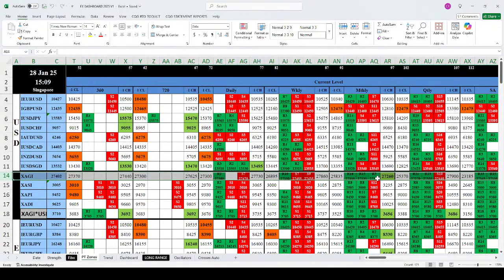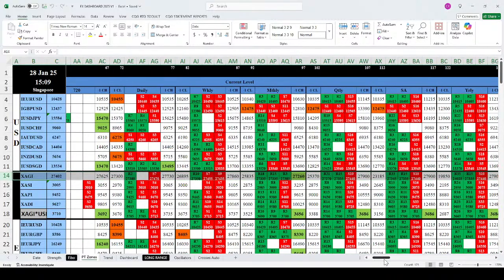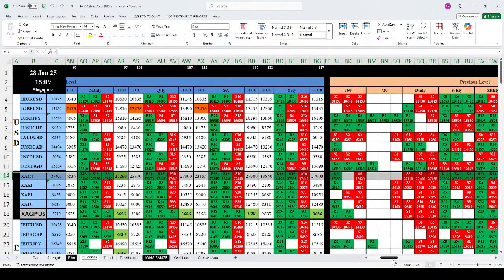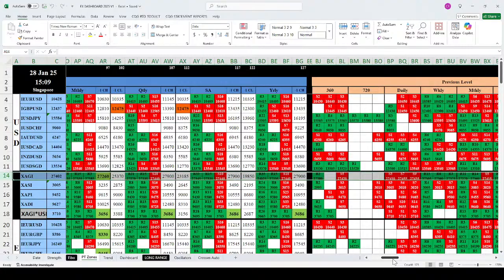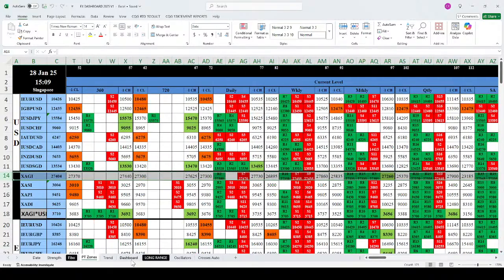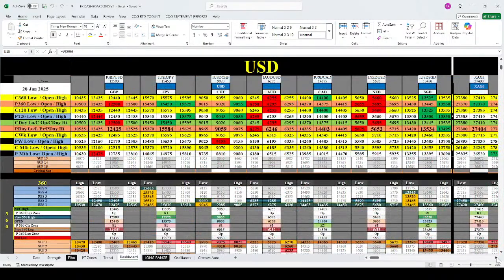Which means that your monthly R1 and weekly RL1 should be a strong support. Then when we look at the previous week, we are also seeing a strong support, because we are seeing three buying forces pointing up.